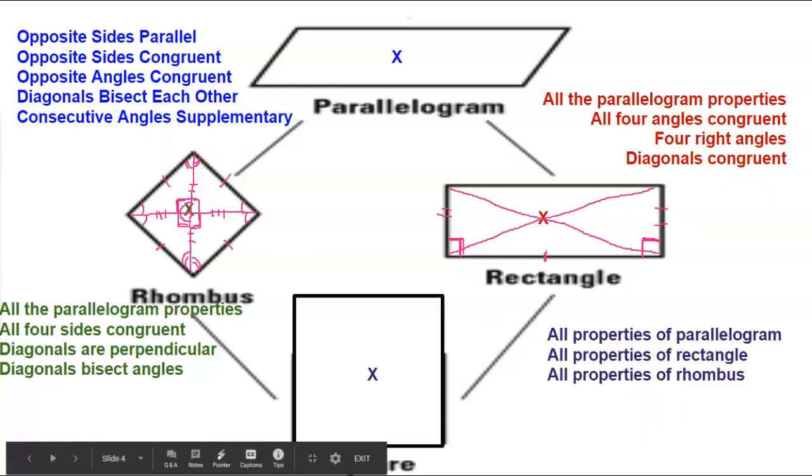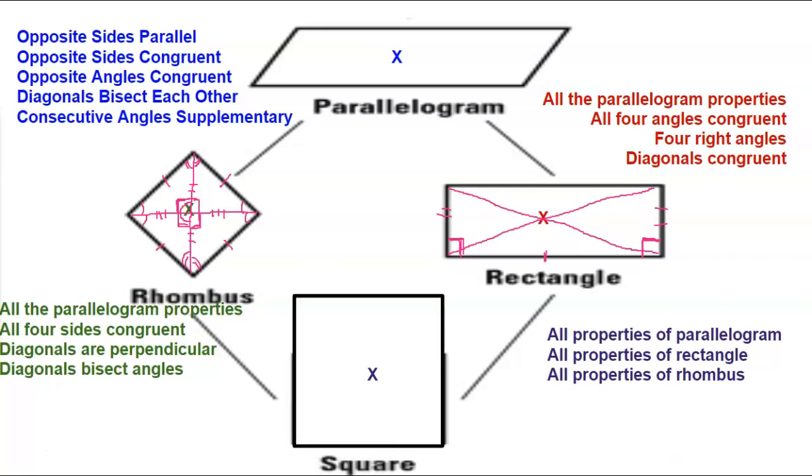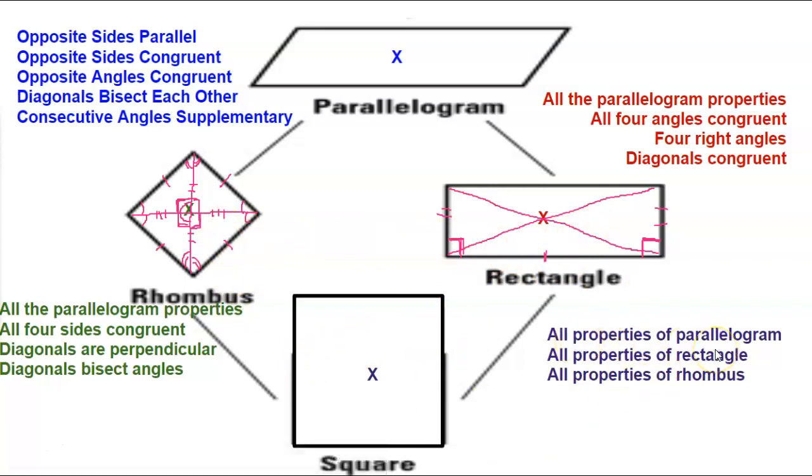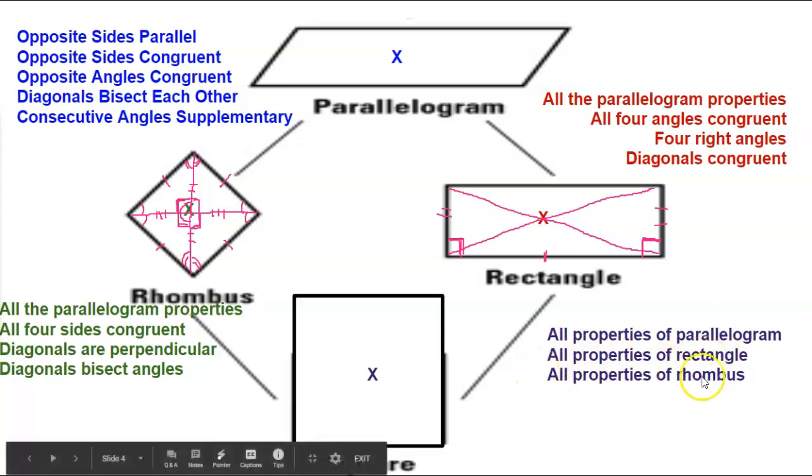If we're looking at a square, by definition it is a parallelogram where all 4 sides are congruent and all 4 angles are congruent. So notice on our family tree, it is a rhombus and it is a rectangle, which means it has all the properties of a parallelogram, but it also has all of the properties of a rectangle and all of the properties of a rhombus.